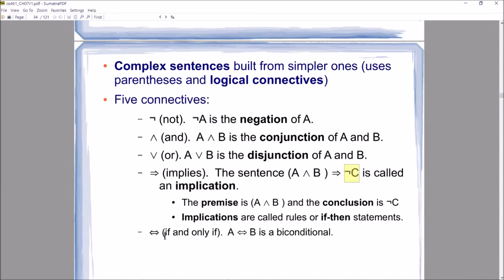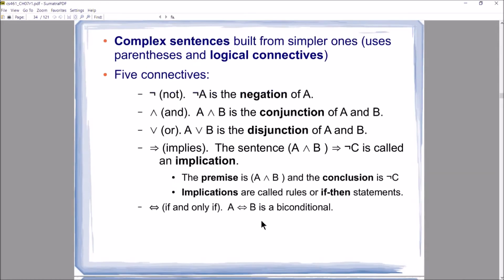Okay, so you got if and only if, right? So that's kind of like this double-headed arrow. So this is known as a biconditional, right? If and only if. So what that means is that for A if and only if B to be considered true, both A implying B must be true and B implying A must be true. Okay, so it has to go in both directions.